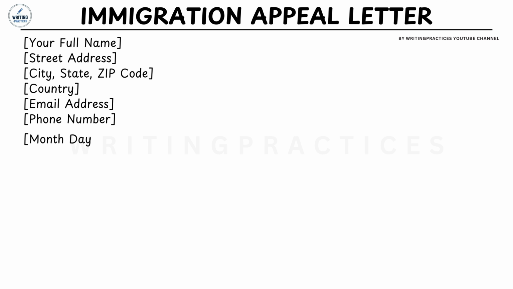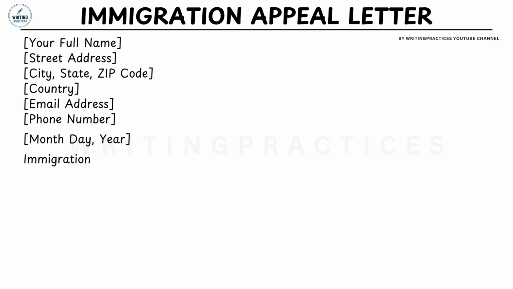Date. For example, September 12, 2026. After your contact details, include the date the appeal letter is written. This is important because immigration appeals are often subject to strict deadlines. Always submit your appeal as quickly as possible after receiving the refusal notice.